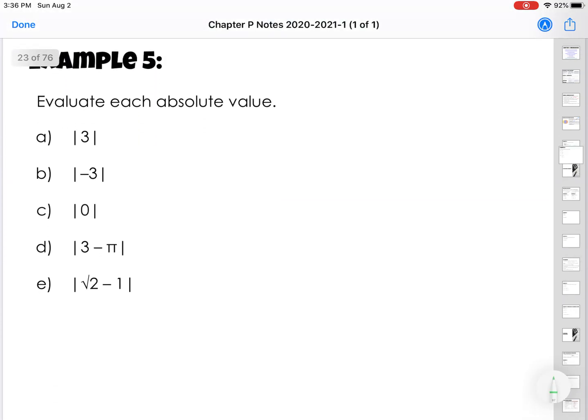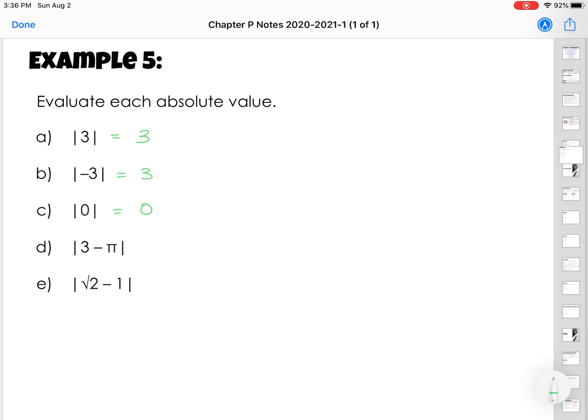So we are going to evaluate very quickly the absolute value for each of these. The absolute value of 3 is 3. The number 3 is 3 units away from 0. The absolute value of negative 3 is still 3 because it's 3 units away from 0. The absolute value of 0 is 0 because 0 is 0 units away from 0.